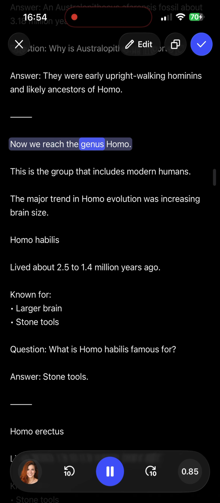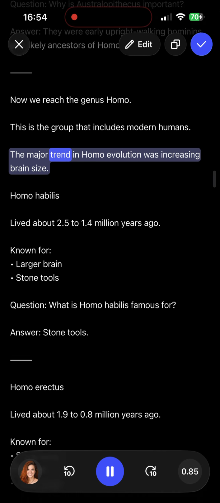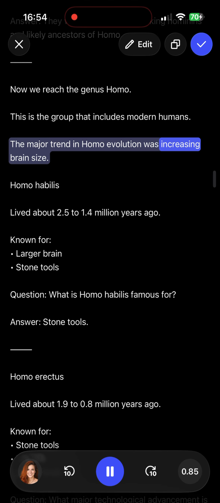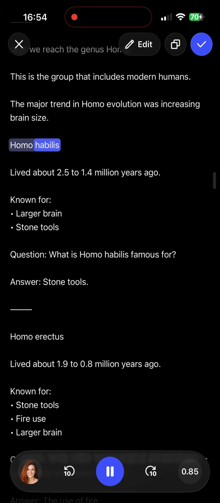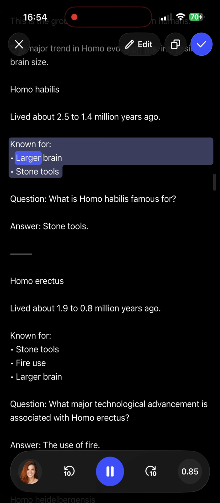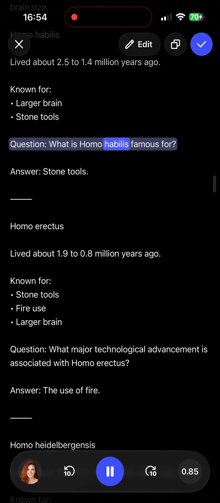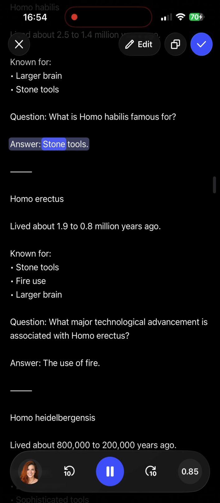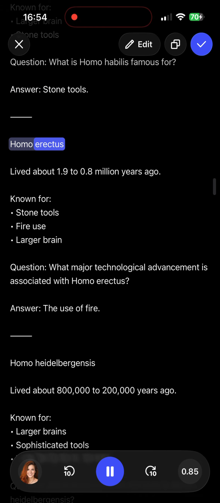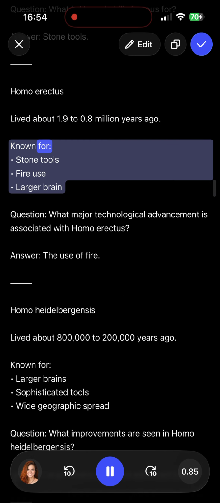Now we reach the genus Homo. This is the group that includes modern humans. The major trend in Homo evolution was increasing brain size. Homo habilis lived about 2.5 to 1.4 million years ago, known for larger brains and tools. Question: what is Homo habilis famous for? Answer: stone tools.